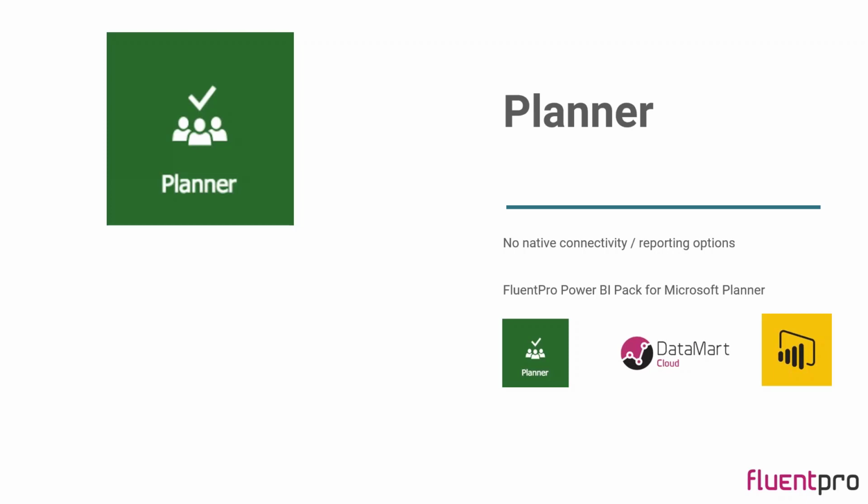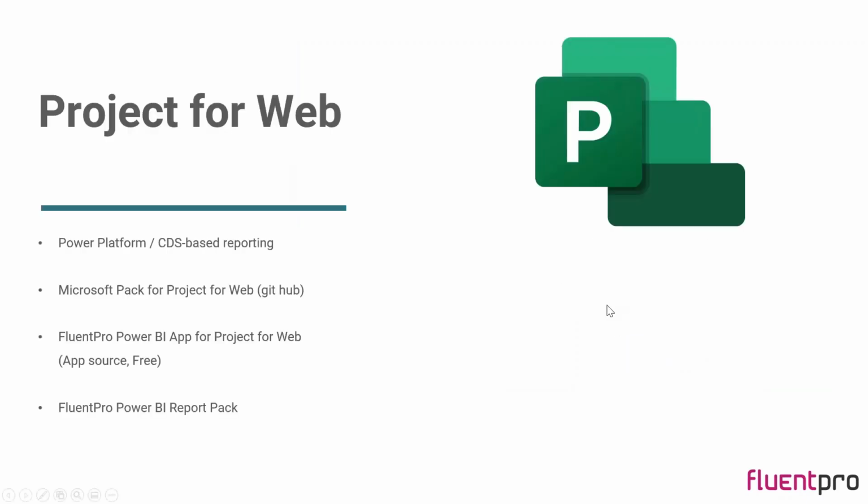You can do all the different reports. For Project for the web, as well as for Microsoft Project, it's a much better situation. There's native access to the data. All the data for Project for the web is stored in the Common Data Service, the CDS. All the customization and new entities are available through the Power Platform. So you can customize it, work with it, and run reports on it. It's a great solution with great capabilities for reporting.